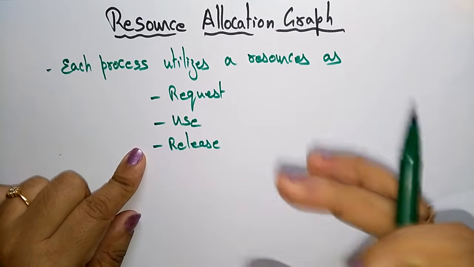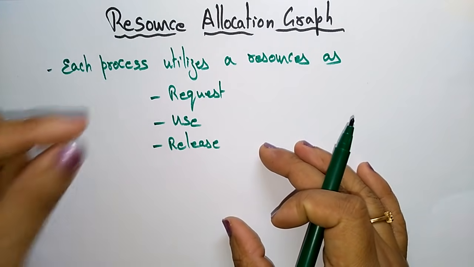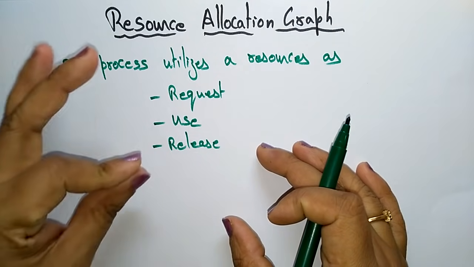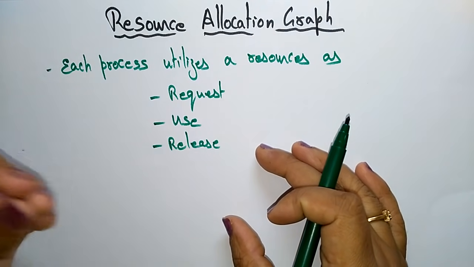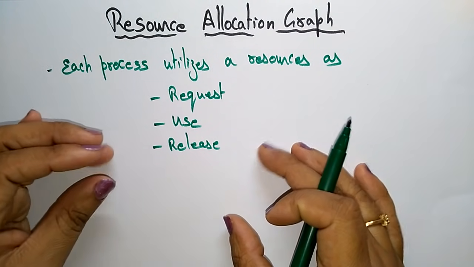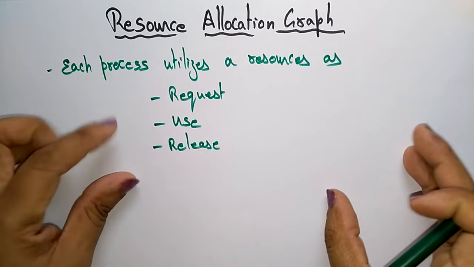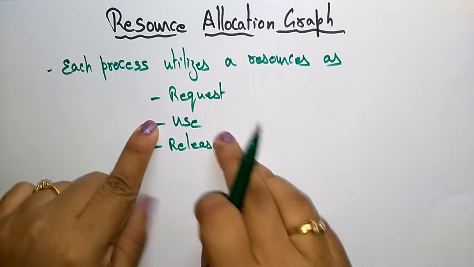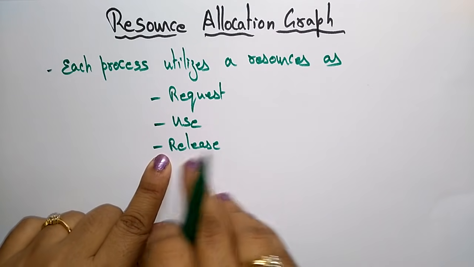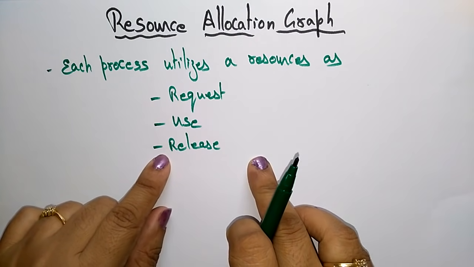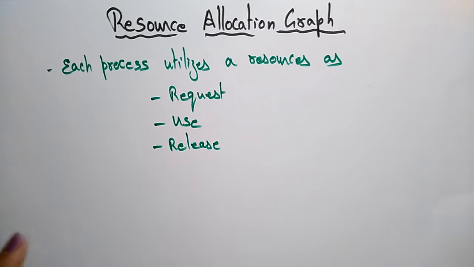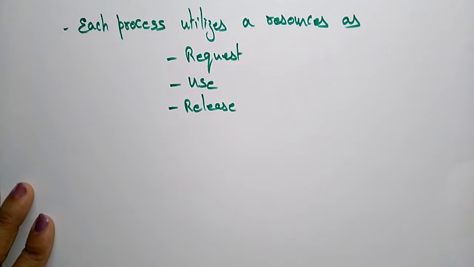That is a basic condition, whatever the process is doing, whether it is a CPU process or the memory process or the cache or printer, whatever process you are taking. The sequence of operations is: first it requests, after that it uses that resource, and then on completion of the work it releases the resources. Now let us see this resource allocation graph.